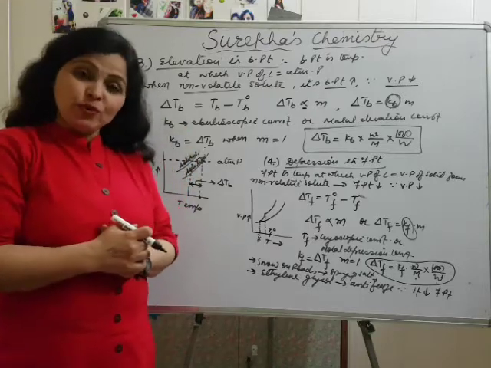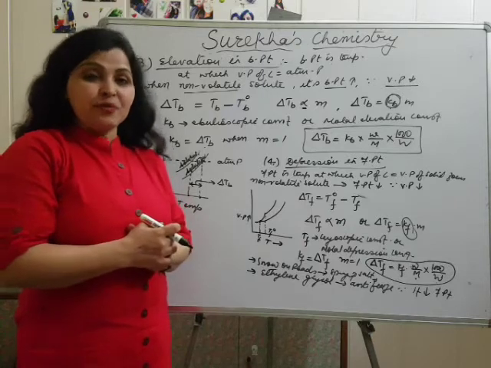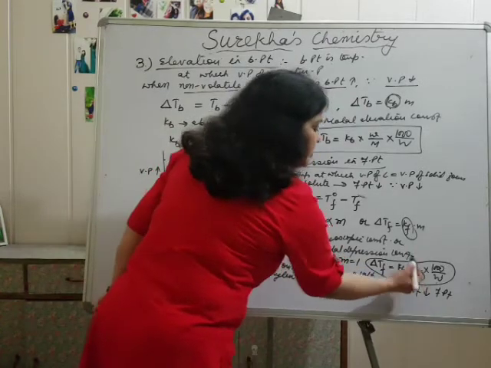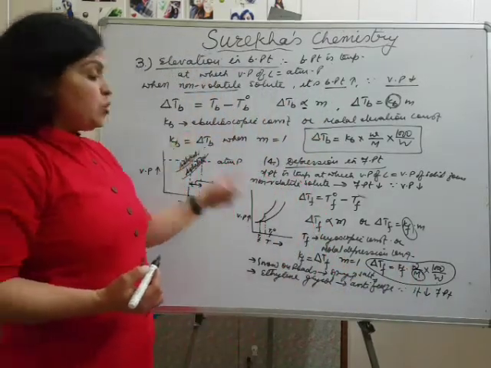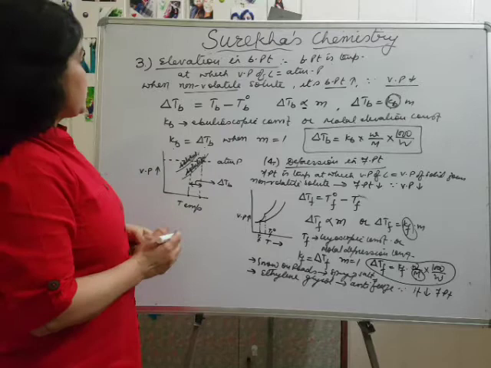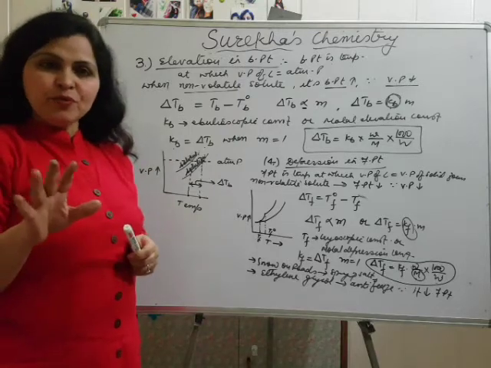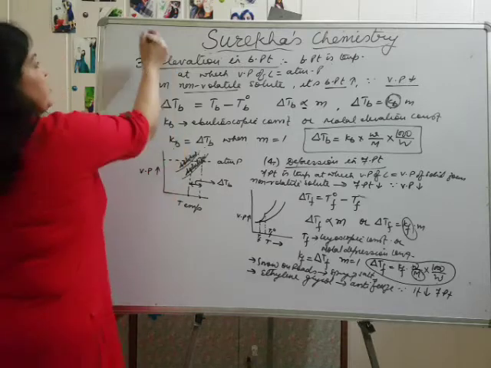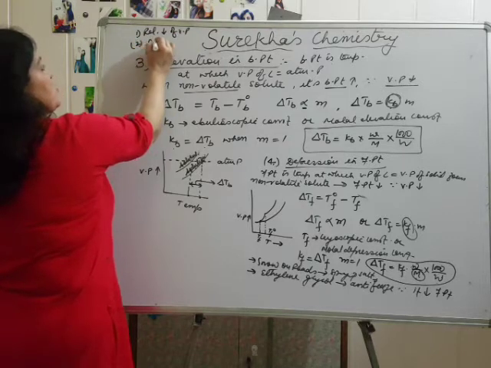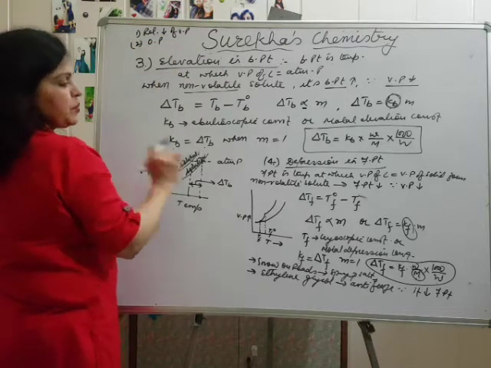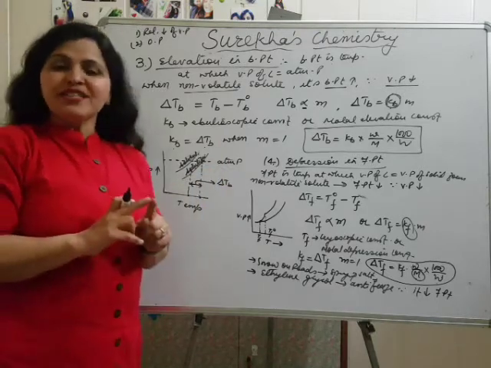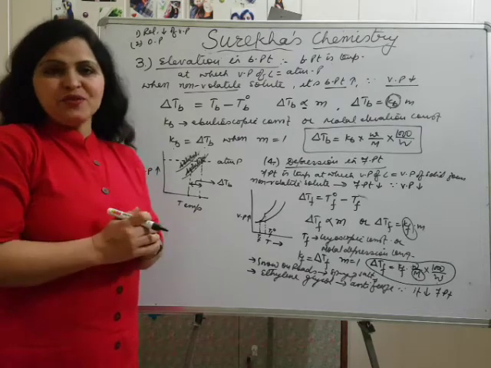In my previous video, I told you the colligative properties are basically studied to calculate the molar mass of solute, right? So we can use 4 colligative properties. First was relative lowering of vapor pressure. Second was osmotic pressure. Third is elevation in boiling point. Fourth is depression in freezing point. So these colligative properties are used to find out the molar mass of solute.